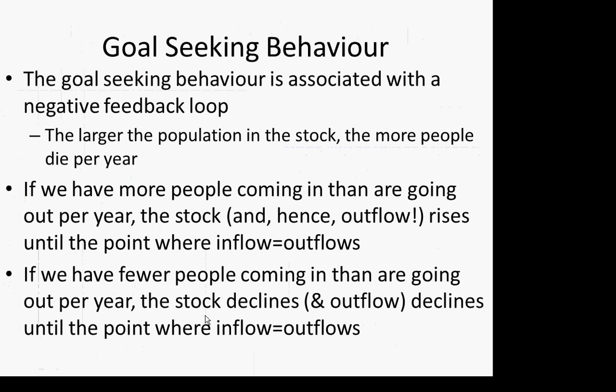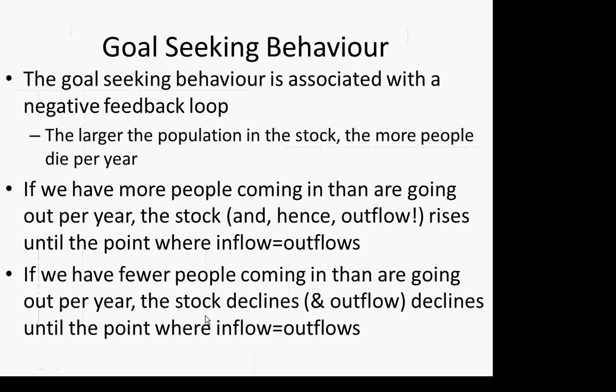The outflow is pulled to be equal to the inflow. Okay, and it's associated with the negative feedback loop. The larger the population of the stock, the more people die, for example, per year, and there's goal-seeking on the part of the stock. We could view it as goal-seeking on the part of the outflow as well. If we have more people coming in, the stock rises to the point where inflow equals outflow. If we have fewer people coming in than going out per year, then the stock declines until inflow equals outflow. Does that make sense?